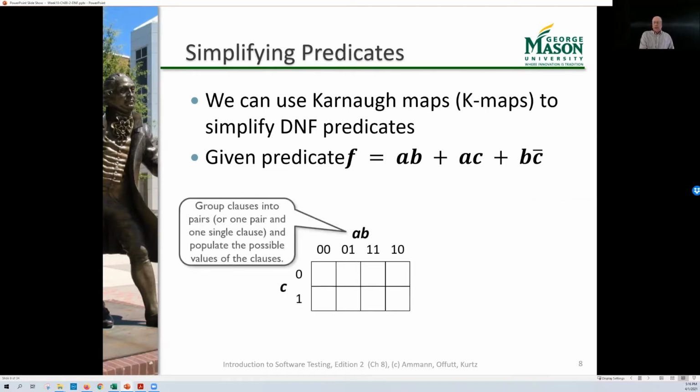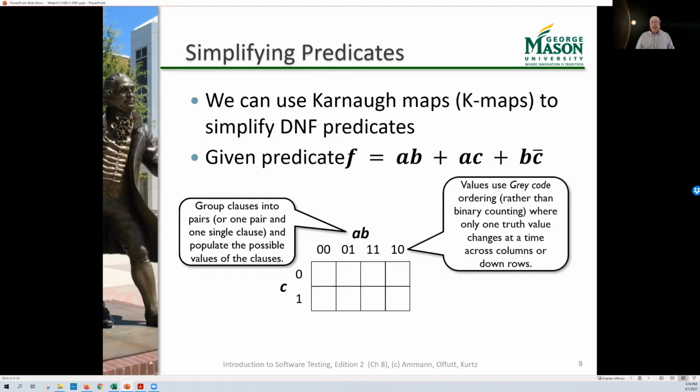And what's in here? Well, we're grouping a pair of clauses, or one pair of clauses and a single clause here, because here we have three clauses, A, B, and C. So we're going to group A, B together and put them on the x-axis of the map. And then we're going to take the remaining clause, C, and put it on the y-axis of the map. And then we're going to label each of the rows and columns.